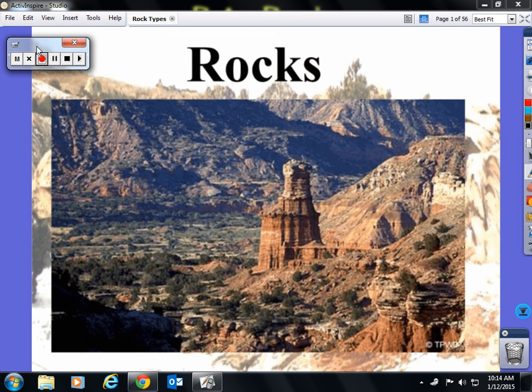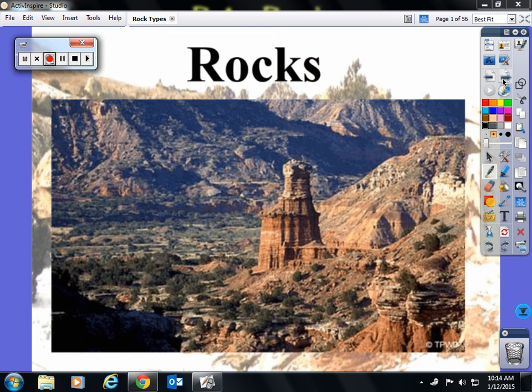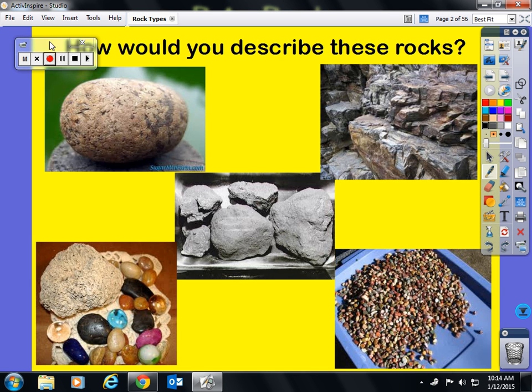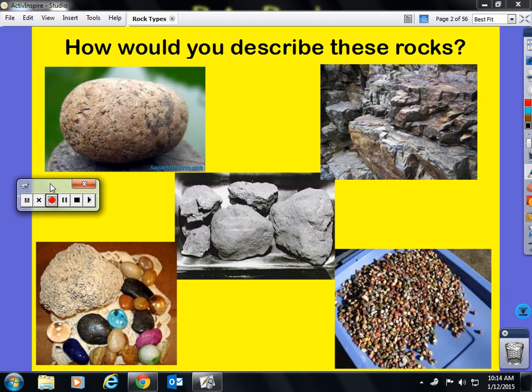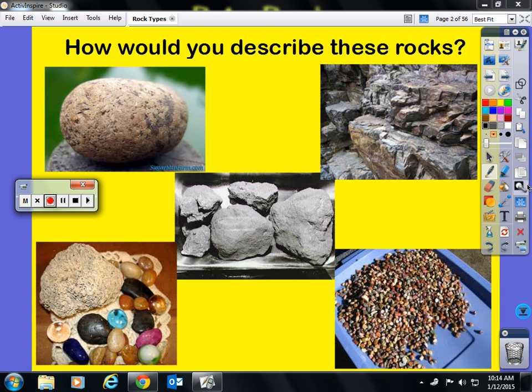Okay, so let's try doing this lesson on rocks. On this picture it says, how would you describe these rocks? Basically what you're thinking about is, if you were told to organize them or classify them, how would you tell the difference? What would you separate them by?